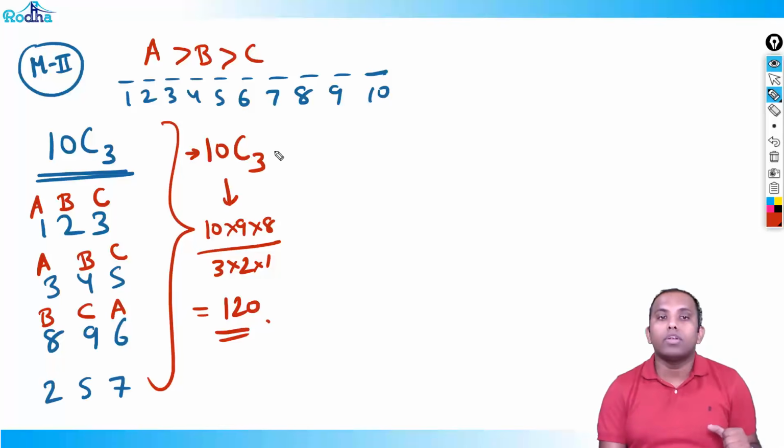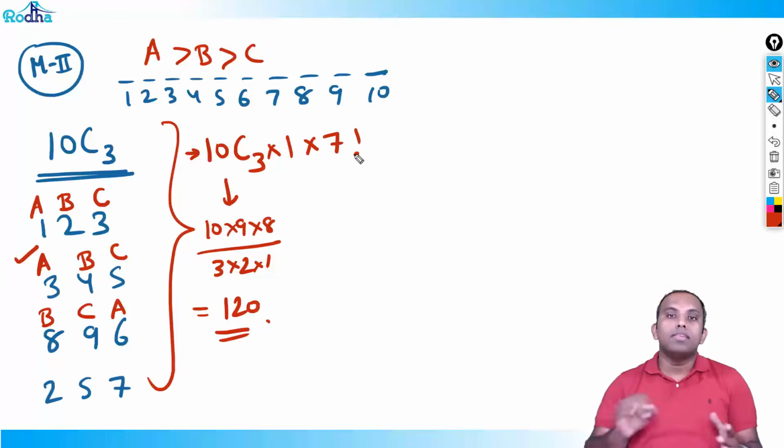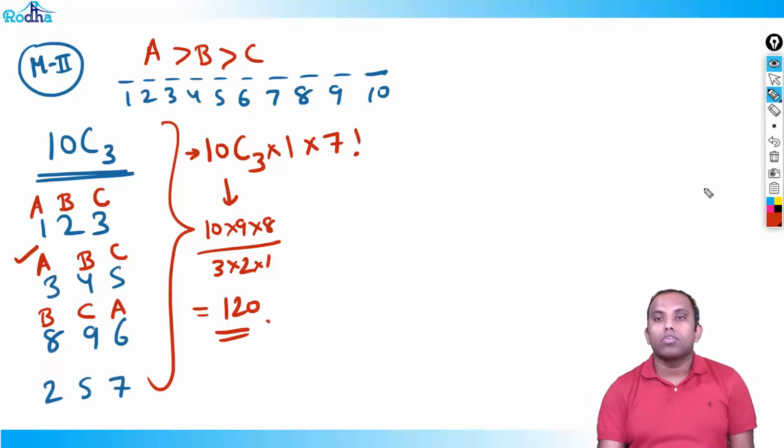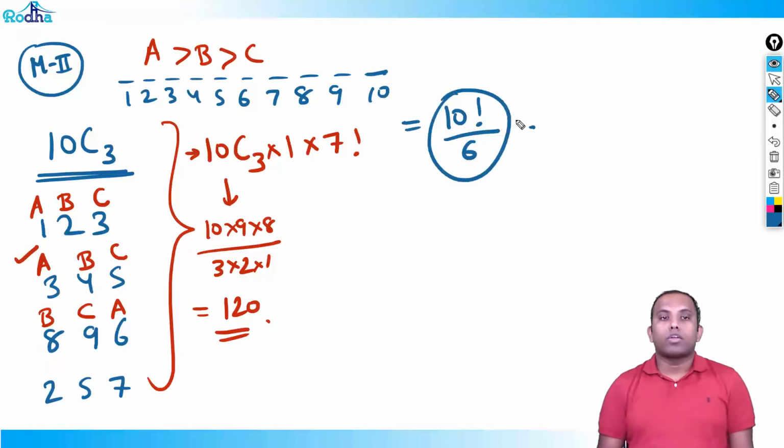Out of these 10C3 different groups, in how many ways can I place A, B and C? So I can place A, B and C in only one way, because in every group they can be placed in only one way, they can't be shuffled, and the rest can be done in 7 factorial ways, right? The rest 7 people can be given 7 random ranks in 7 factorial ways, right? So what is the answer for this question? Again, if you solve it, you'll get 10 factorial by 6. 10 factorial by 6 is the answer, right?